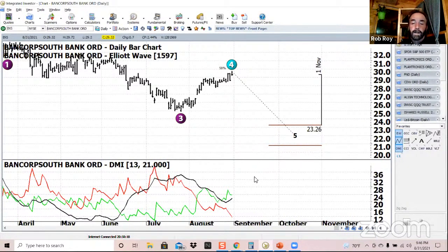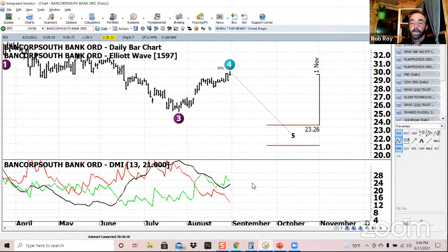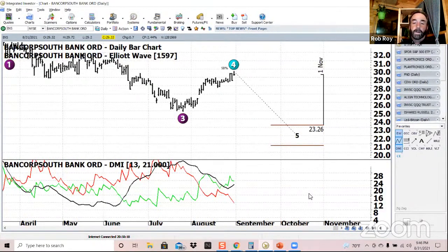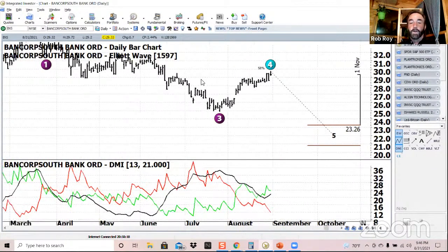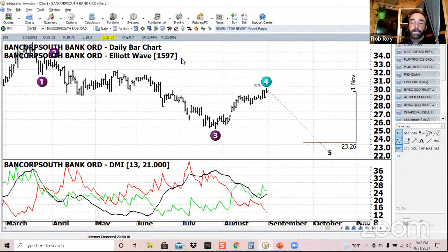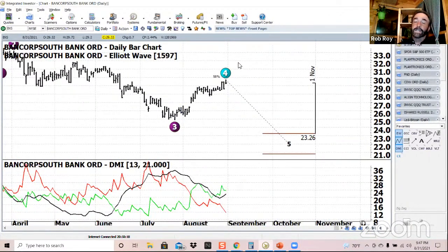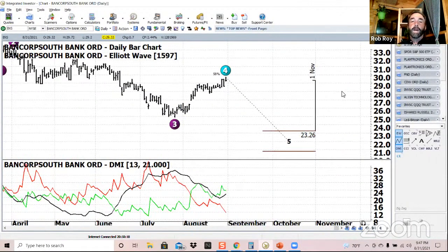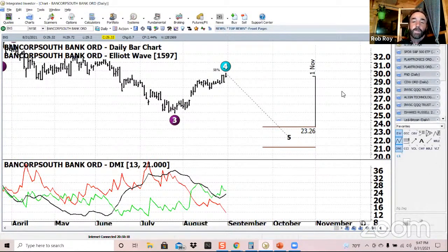So taking a look here, the DMI looks okay. It has crossed over because that was a big downward move. You can see we're in a wave 5 pattern to the downside. We're right at the 61.8% fib level for wave 4. So based on this, it looks like this wants to continue lower. And boy, if interest rates move back down, that could change everything.